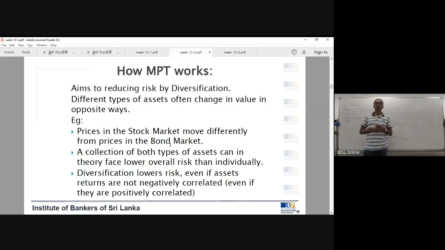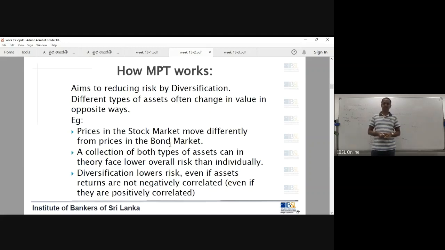Different types of assets often change in value in opposite ways. A correlation, if it's less than perfect, so if real estate prices are going up, treasury bill prices are coming down, that means there's negative correlation. Prices in the stock market move differently from prices in the bond market. A collection of types of assets can, in theory, face lower overall risk than an individual asset. That's the most important thing.